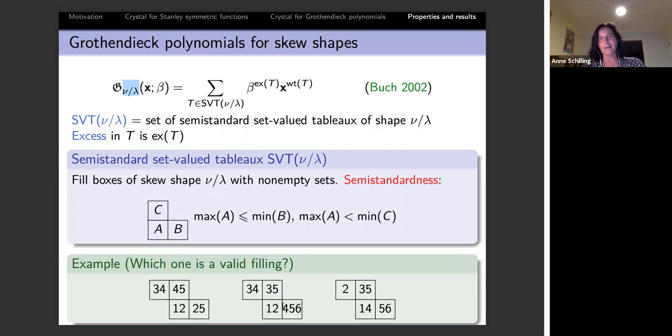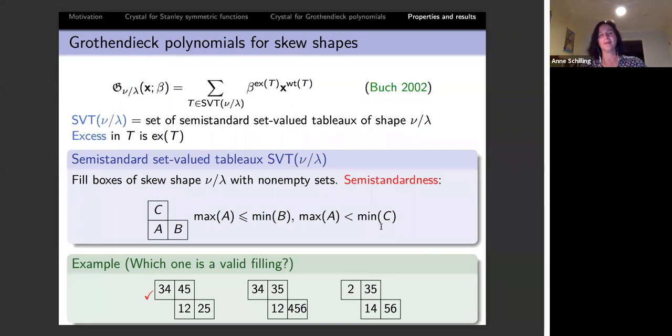This one is not, because if you look at this top row, the maximum here is 4, but the minimum here is 3. So this does not satisfy this condition. And then, what did you say? Oh, this one actually is also not, because this 4 is bigger than this 3, so it's not column strict. So the only one in this list is actually the first one. Does it make sense? Yeah.